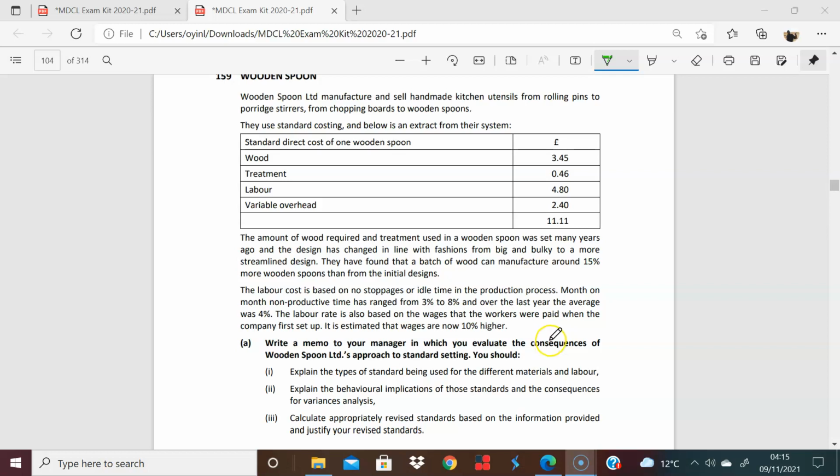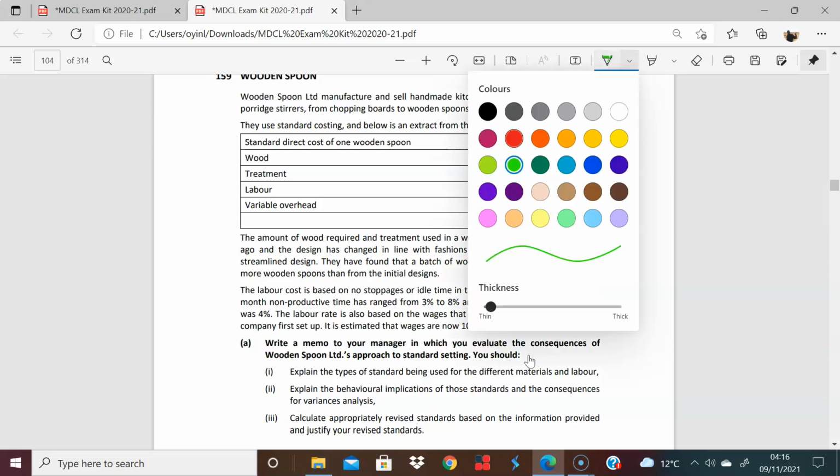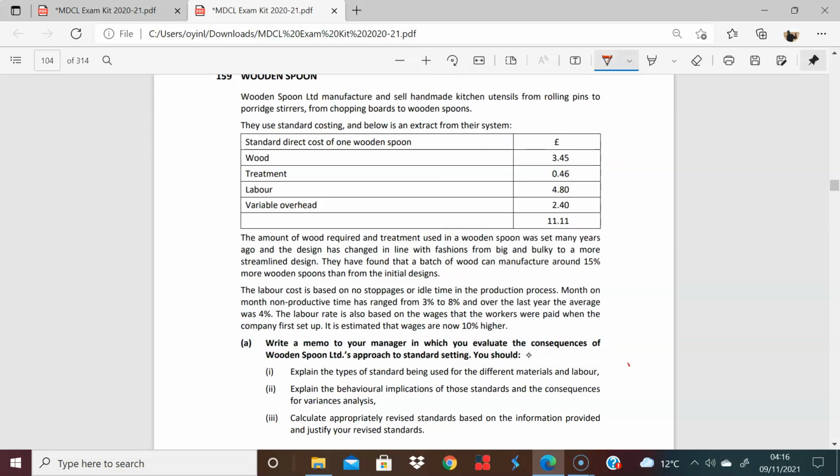Okay, so I'm going to finish off with Wooden Spoon. Again, there are strong repeats of some of the earlier questions I've done, but I just want to look at it as a final confirmation of some of the work we have been doing, so you're very clear as to what's going on here.